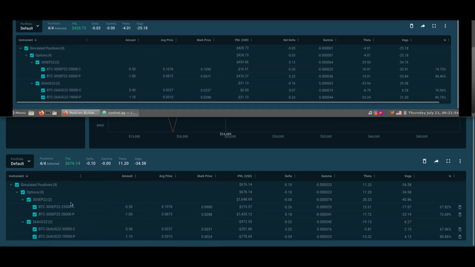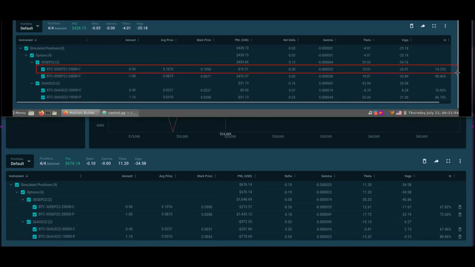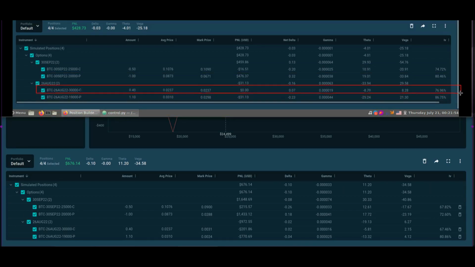Okay, let's take a look at our call calendar. We sold here and bought at 74. Here it is, take a look, 67. So we have 4 and 3, we have 7% profit on the sold side. Let's take a look at the hedge side.